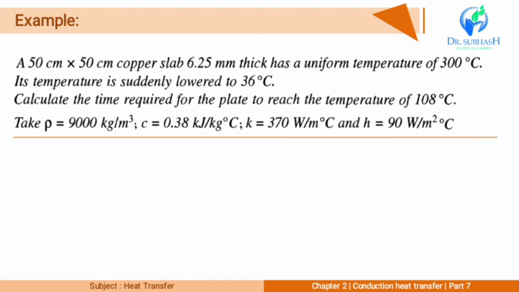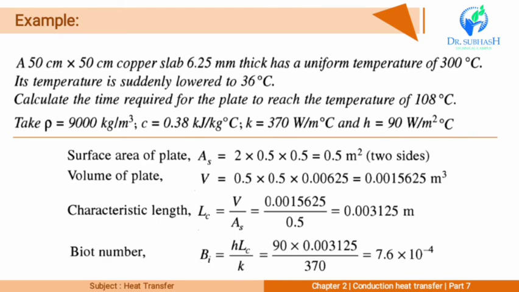So first of all, calculate the surface area of the plate, and considering the two sides, that is multiply by 2, and here 0.5 multiply by 0.5, that is L into B. Sides of the copper slab convert into the meter. So we get the area of this plate or slab is equal to 0.5 meter square.